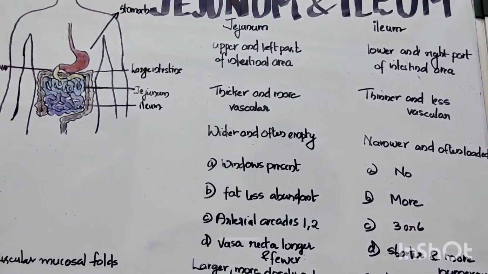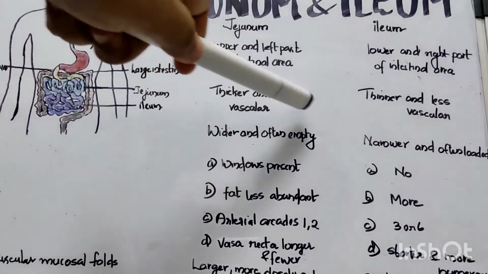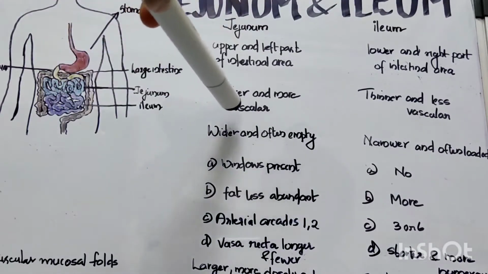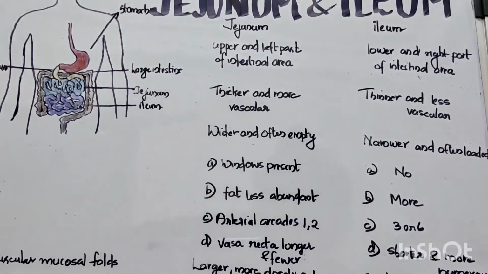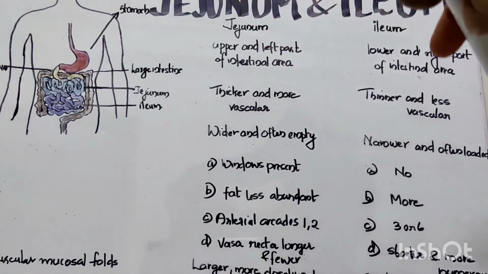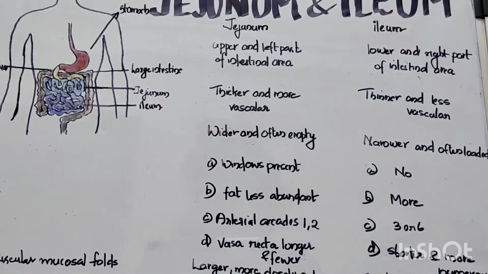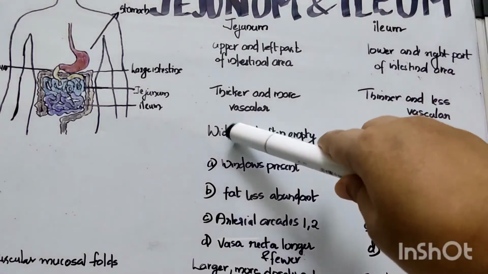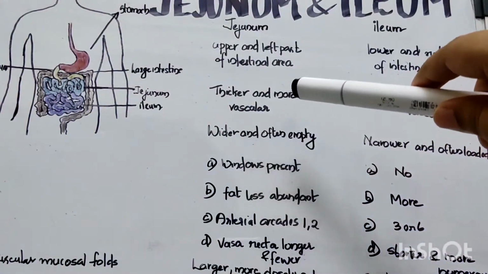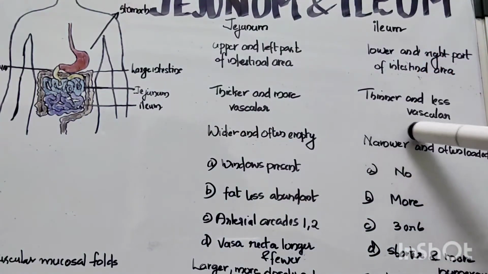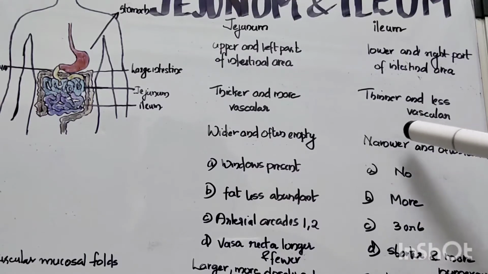Next is the lumen. The lumen of the jejunum is wider and often empty, and the lumen of the ileum is narrower and often loaded. So the lumen of the jejunum is wider and often empty, whereas the lumen of the ileum is narrower and often loaded.